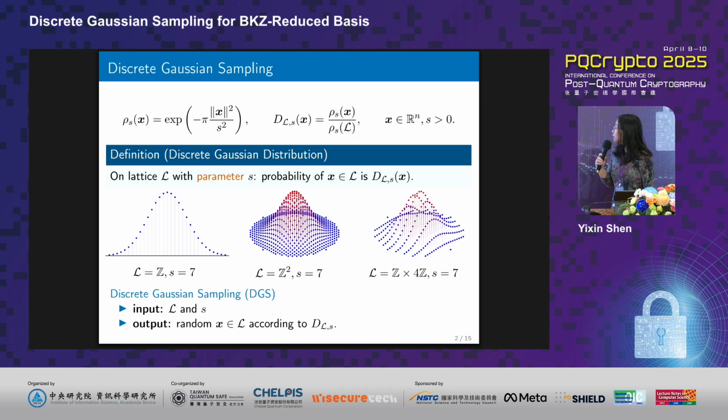Here, I give you several pictures of the discrete Gaussian distribution on different lattices. So one important problem is to sample from this discrete Gaussian distribution. Usually we are given as an input a basis of the lattice and also a parameter s, which is the width of the distribution, and we want to sample from this distribution, which we call DGS for short.